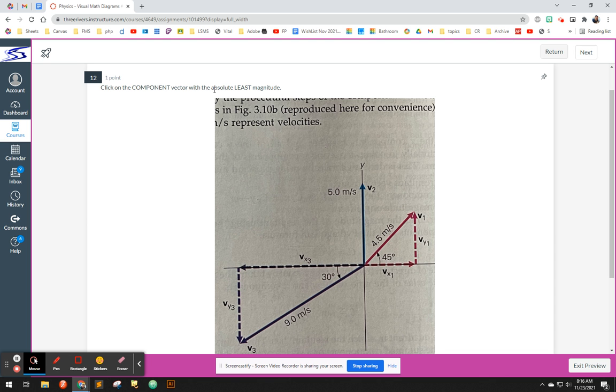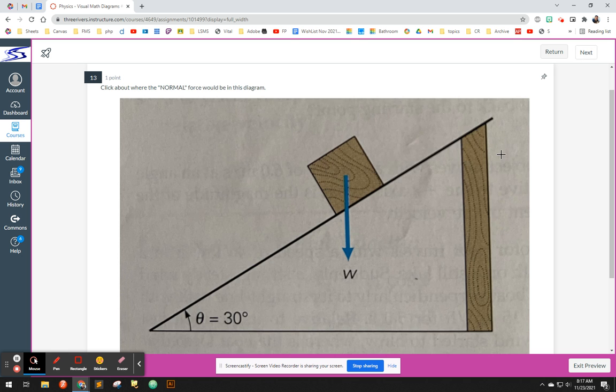Click on the component vector for the absolute least magnitude. Well, this one, which is equal to that one because this is a 45-degree angle. So I defined this and that because they're both the same size. So I defined a rectangular region all along here because I didn't know which one of these you might pick. And I want both of them to be right, so let's just pick one of them.